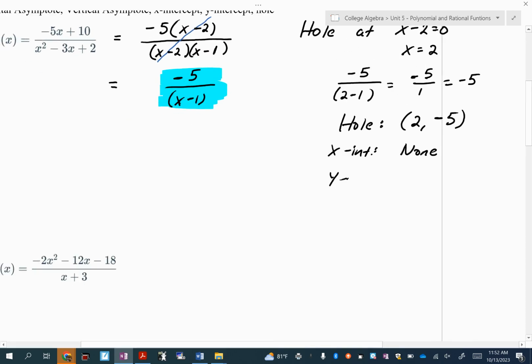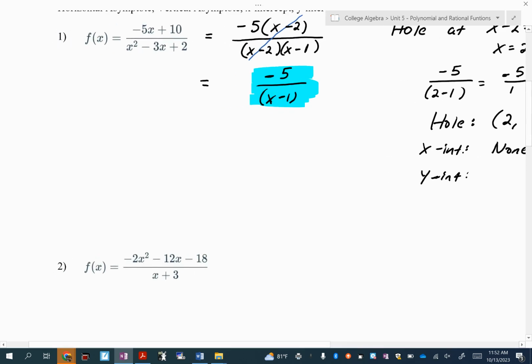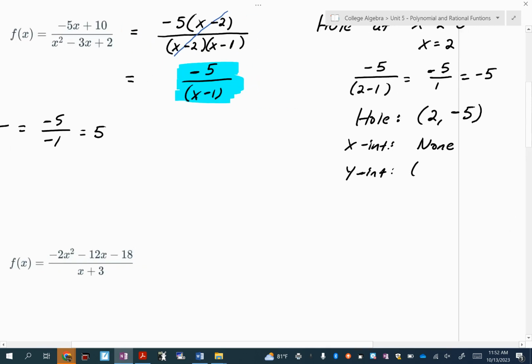Now the y-intercept, we can figure out. I'm going to plug in 0 where it says x. So I'm going to do -5 over 0 minus 1, so it's -5 over -1, which is 5. So my y-intercept is 0, positive 5.